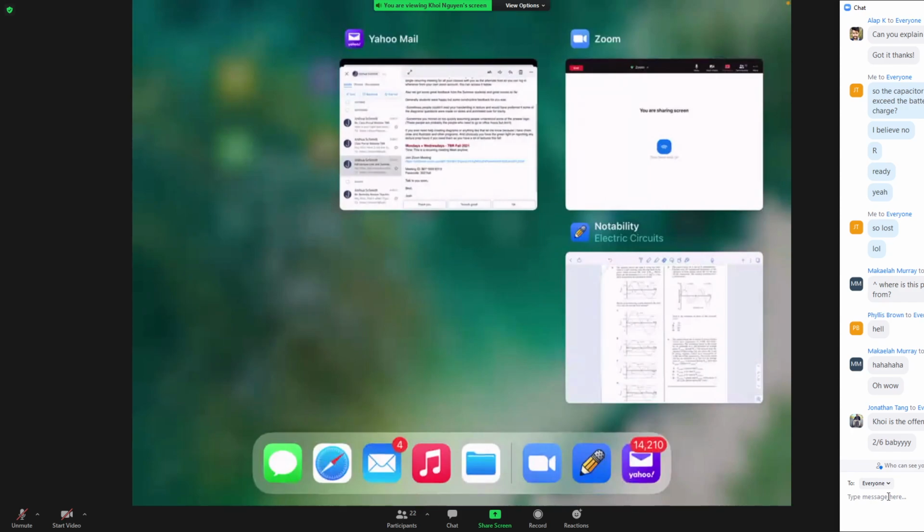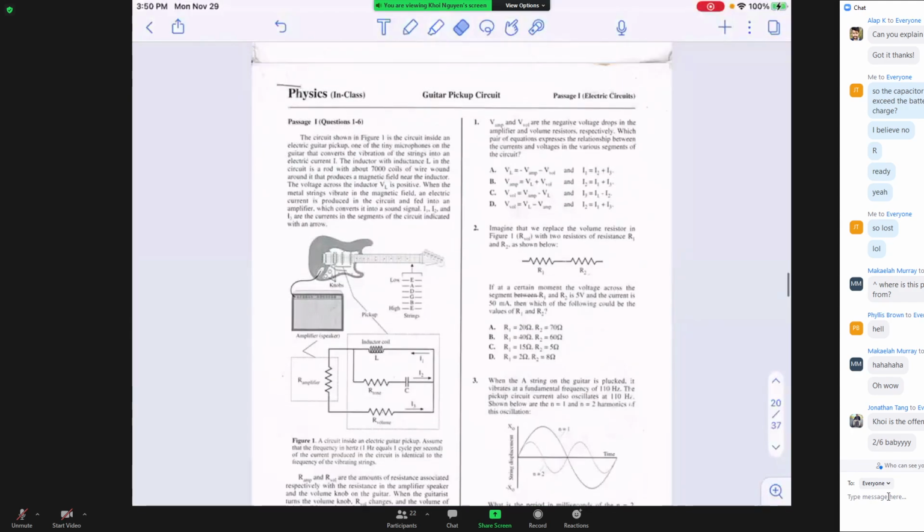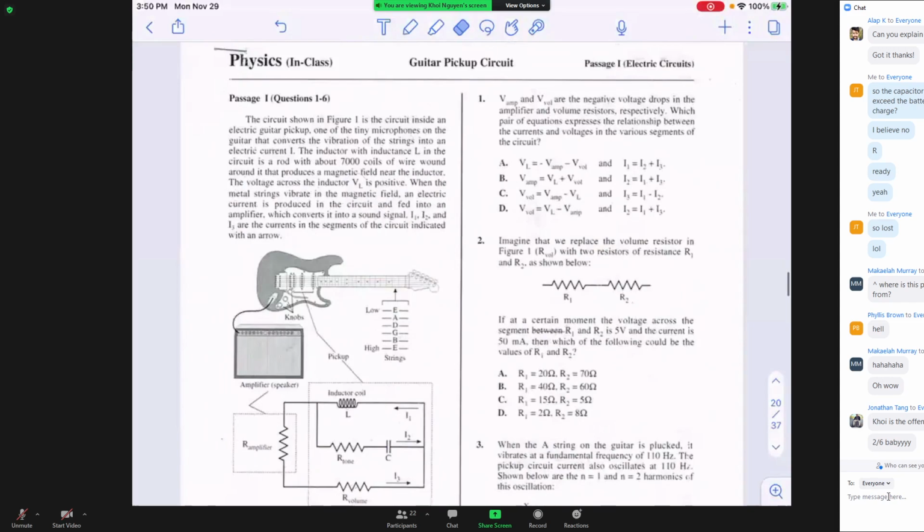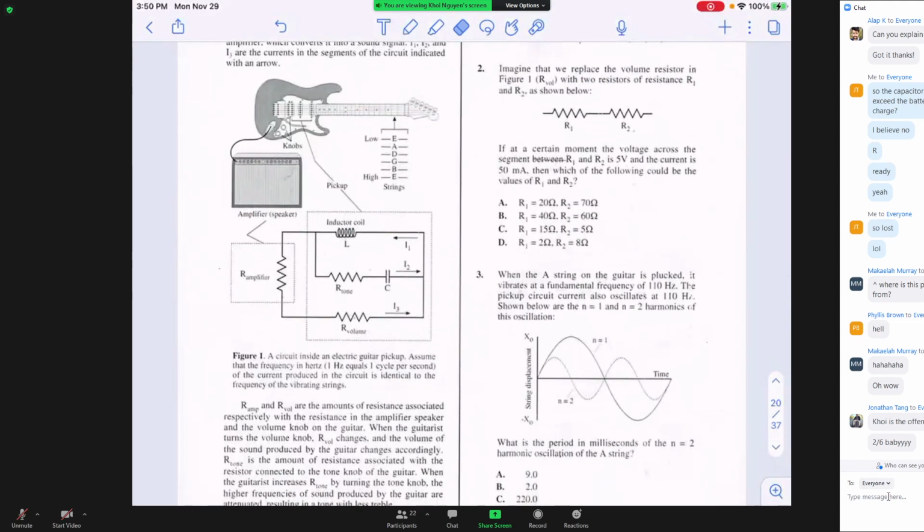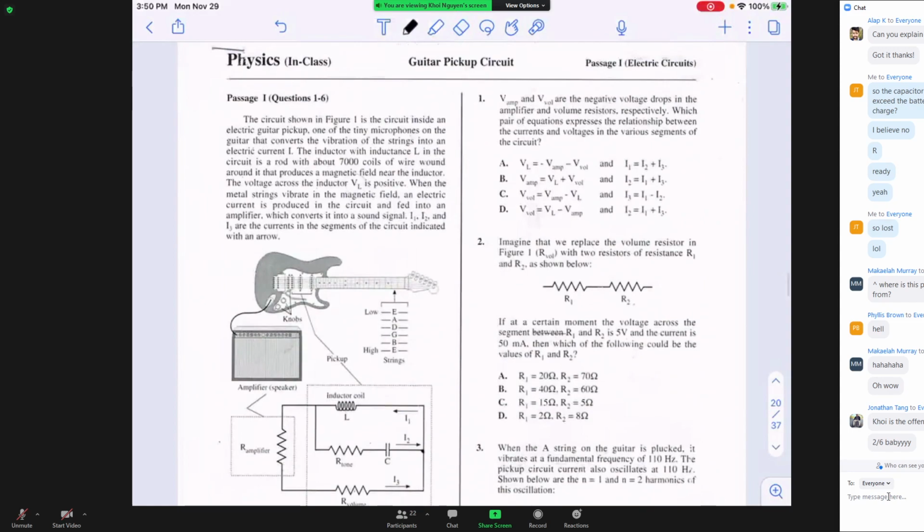So number 1, junction rule. If you know junction rule, you could do number 1, right? You can see that if we only look at this junction right here, I2 plus I3 equals I1. Let's look at number 1. That makes B wrong, that makes D wrong. Okay?